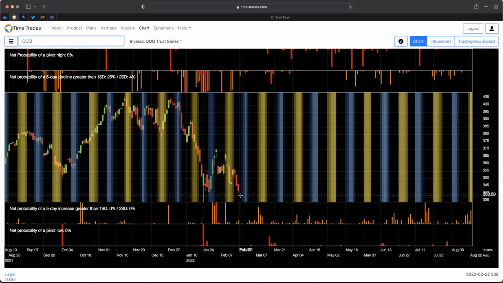And that's not just opinion based on news headlines. That's also backed up by the probabilities that we see within Time Trades. So as we look at the indexes, we see a 25% probability of a 1 standard deviation down move happening on Tuesday, and that's in the Qs.